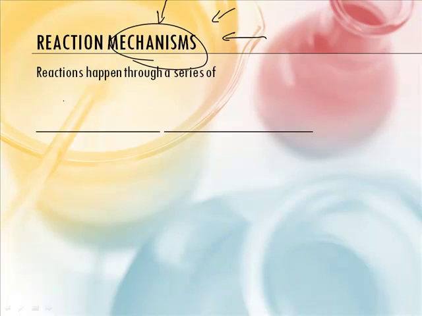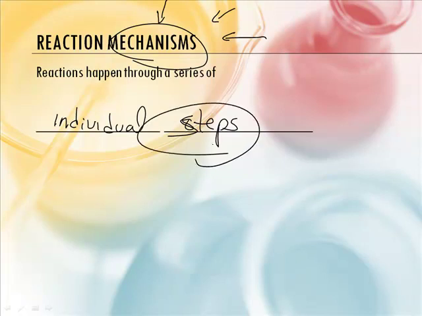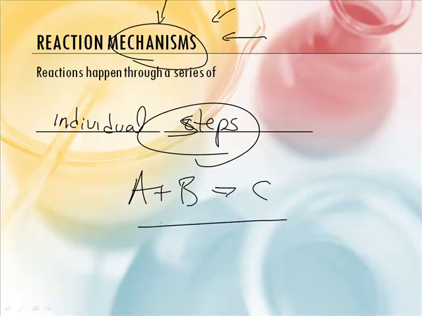You see, reactions happen through a series of individual steps. Intermediate steps, or just steps. Usually when you see a reaction, you say A plus B turns into C. Well, it turns out that's not exactly right. It's never quite that simple. There's a bunch of steps to get to A plus B makes C, which is what we're going to learn about here.